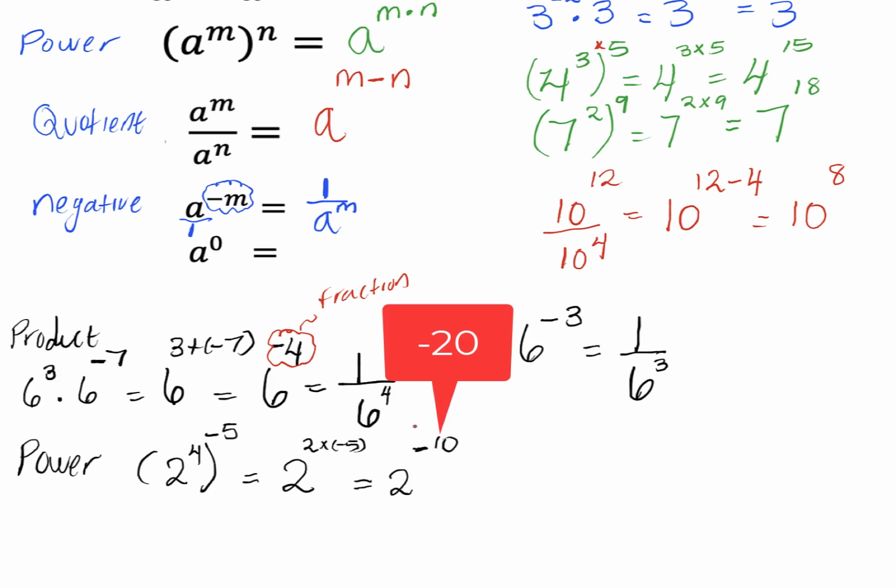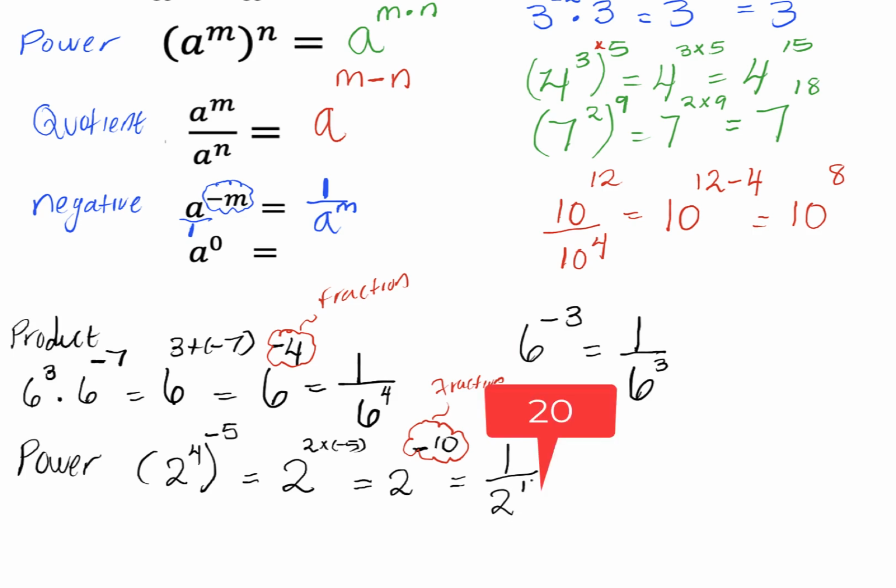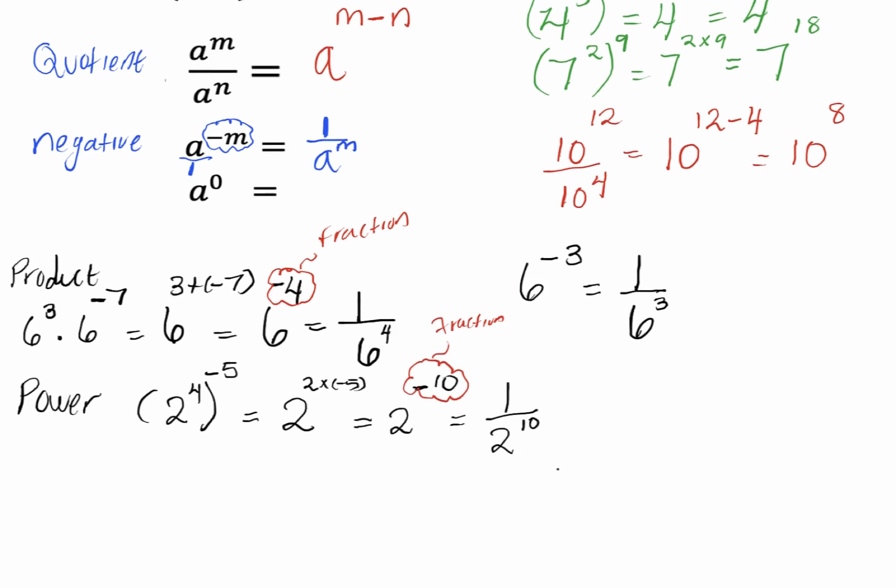But again, that exponent is a negative. So to write it in the positive, I'm going to have to make a fraction, which means I'm going to have 1 over 2, and then that's raised to a positive 10.